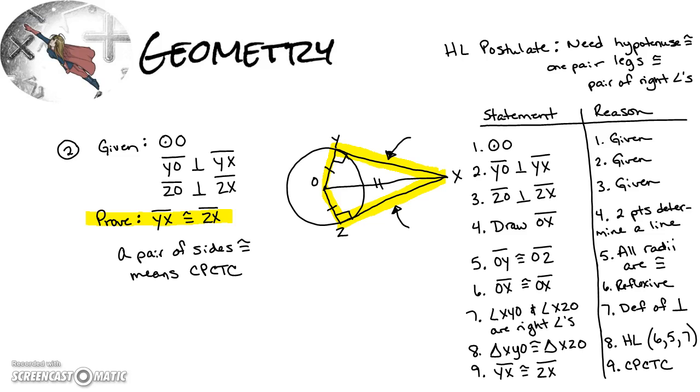Some teachers call the HL postulate RHL. And they stick the R in there just so students remember that they need to have right angles. And the nice thing about HL is that in step 7, where we said that those two angles are right angles, we don't have to have another step after that that says those angles are congruent. It's enough in our proof just to say that they're right angles. And then from there, we had our triangles congruent to each other. So it's kind of nice to know HL because it'll save you that step in a lot of problems.